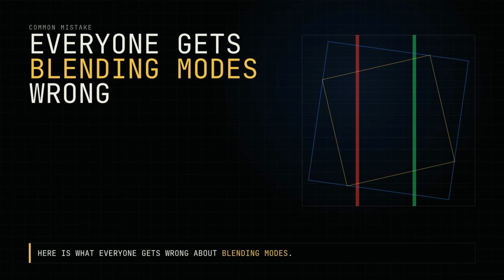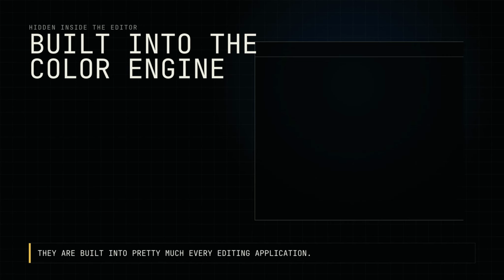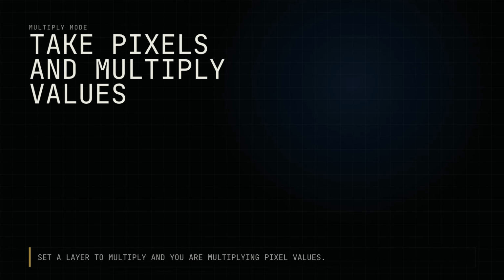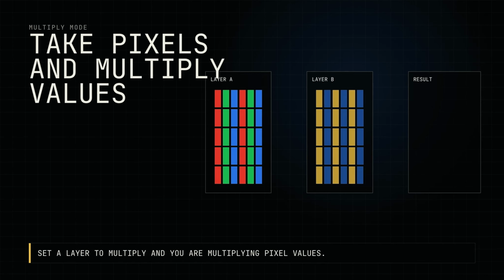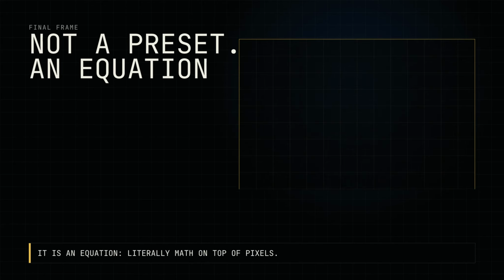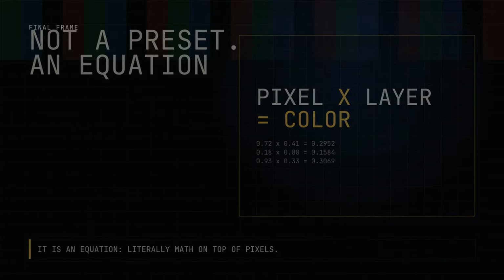So here's what everyone gets wrong about blending modes. They think blending modes are just effects like Instagram filters, but they really are not. They are color science baked into pretty much every single editing application there is. When you set a layer to the multiply blending mode, you're basically saying, take these pixels and mathematically multiply their values. That's not just a look or a preset you're slapping on top. It's an equation. It's literally math that you're doing on top of pixels.